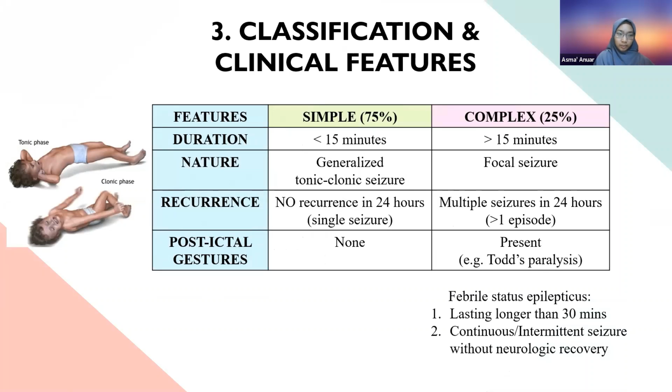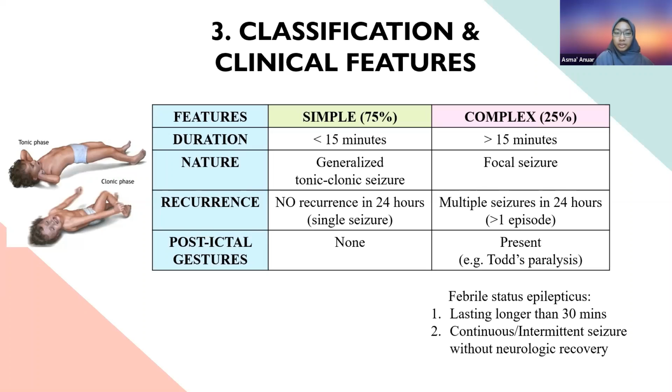And as you can see in the picture, in the tonic phase, the muscles become tense and rigid, while in the clonic phase, the muscles relax. In the complex febrile seizure, it is focal, meaning that it usually affects specific body parts. In terms of recurrence, there would be no recurrence in 24 hours for simple, while in the complex, there would be multiple seizures in 24 hours.